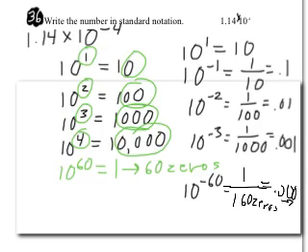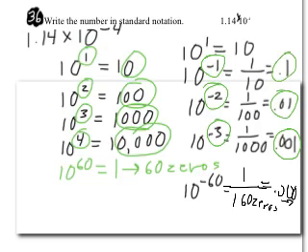Notice here, 10 to the negative 3 has 3 decimal places. It doesn't have 3 zeros in it. It has 2 zeros and a 1. Second, 2 decimal places. And the negative 1, 1 decimal place. All this information is used when we're working with scientific notation.